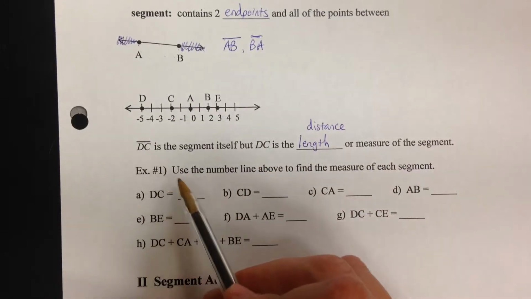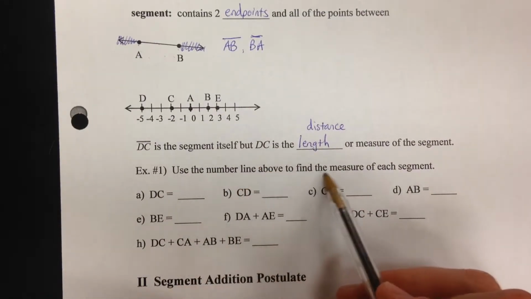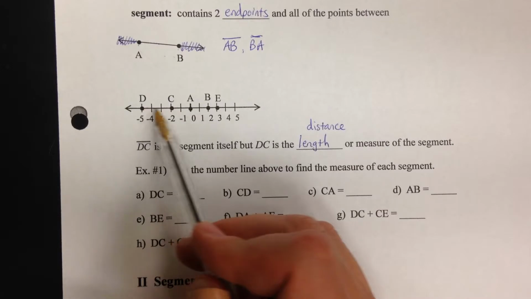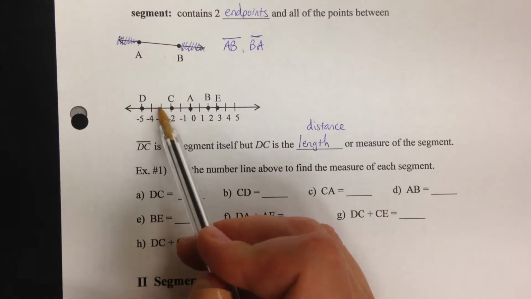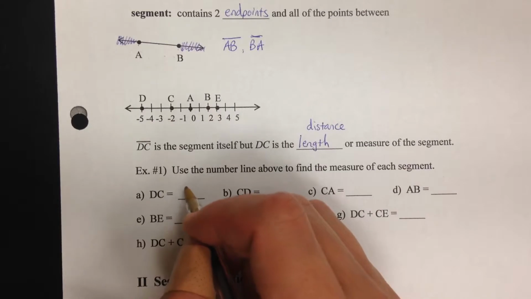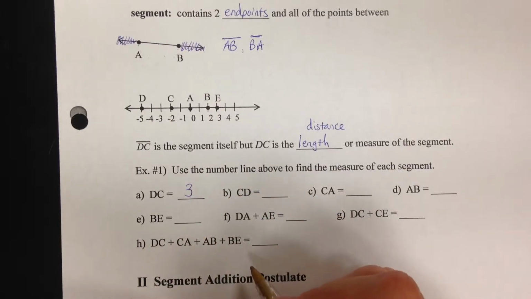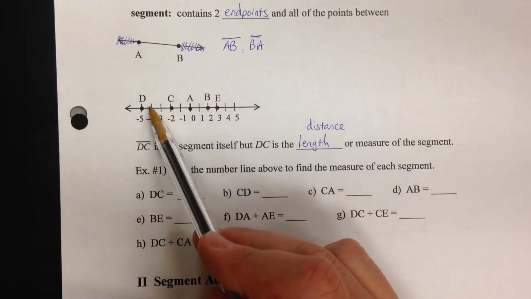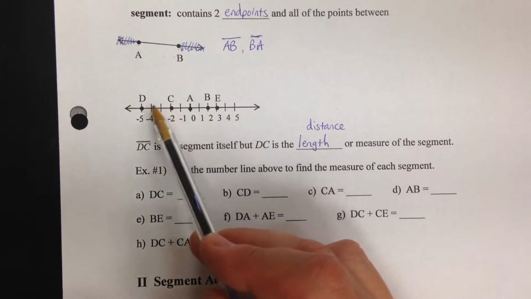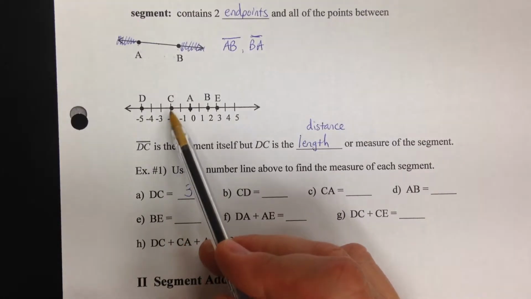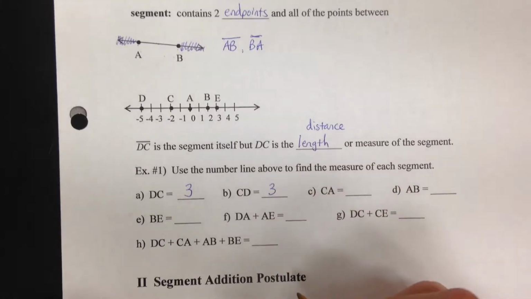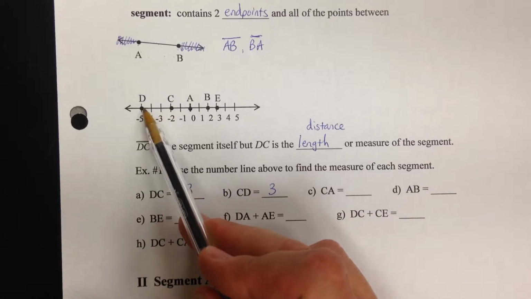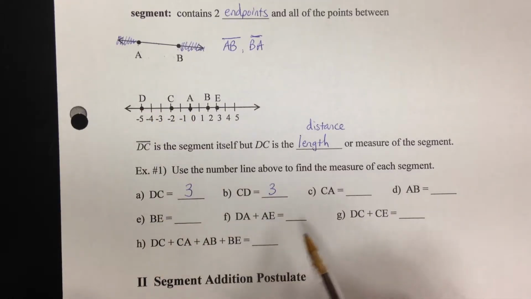So, example number 1, use the number line above to find the measure of each segment. So the first one, part A, is DC. Well, from D to C, I count 1, 2, 3 spaces. So what's the length? The length of DC is 3. Now for CD, you might be thinking, okay, if I go this way, it's negative. But remember that in math, distance is always positive. At least in this case, distance is always positive. So that length is also 3. It doesn't matter if I go left to right or right to left. In this case, the length of that segment is 3.